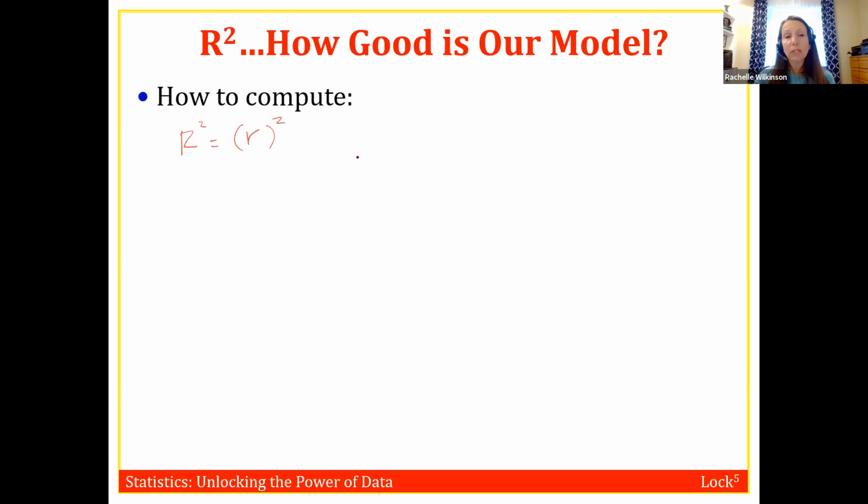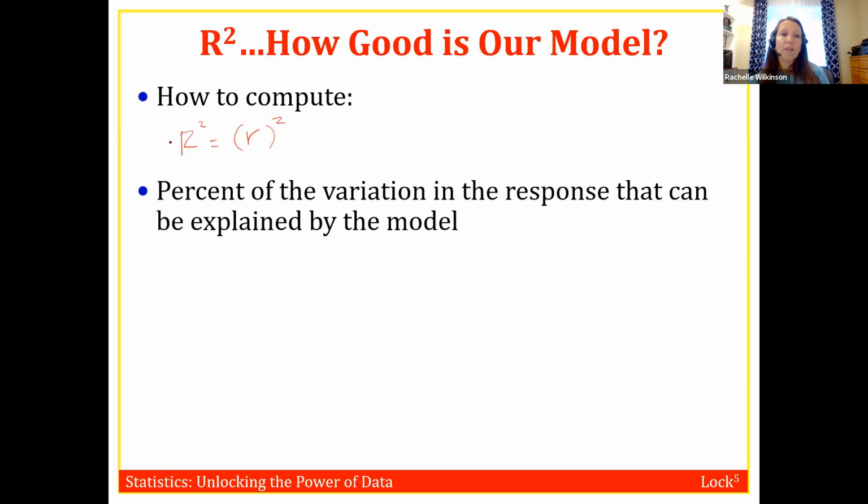Now, once we do this, what this R-squared measures is something different than what the correlation measures. Correlation measures the strength of the linear relationship between x and y. But what R-squared measures is the percent of the variation in the response that can be explained by the model, or by the explanatory variable. I'll say the x variable, because our model only has one x variable. So it's the percent of the variation explained by that one x variable.